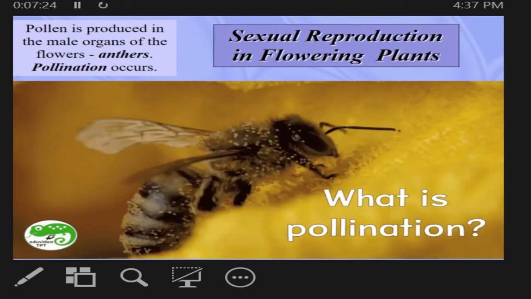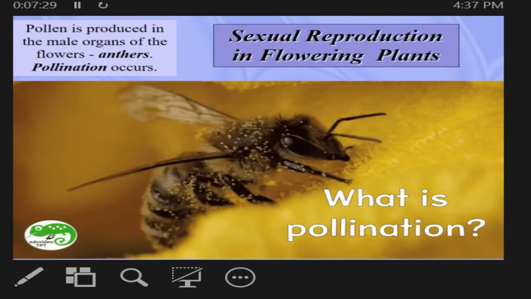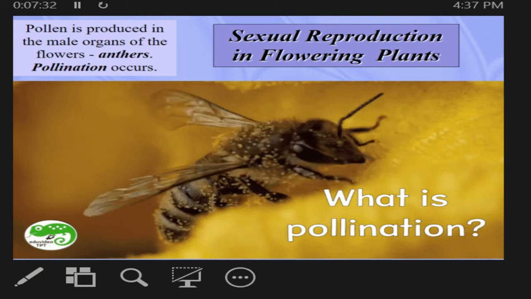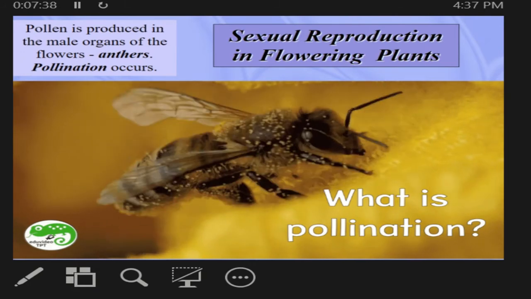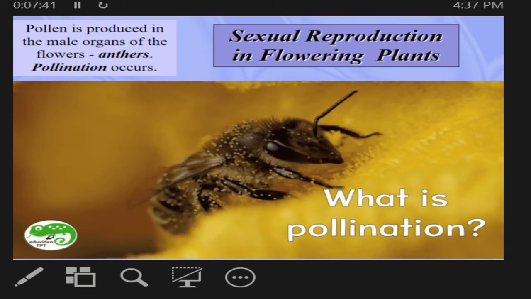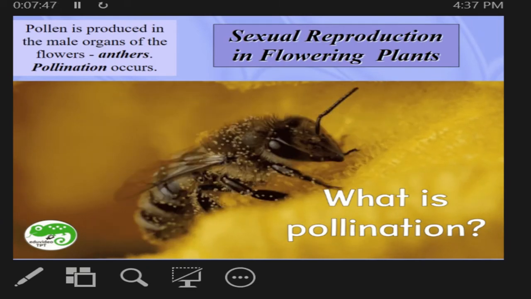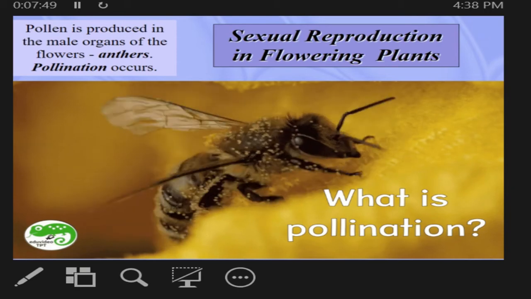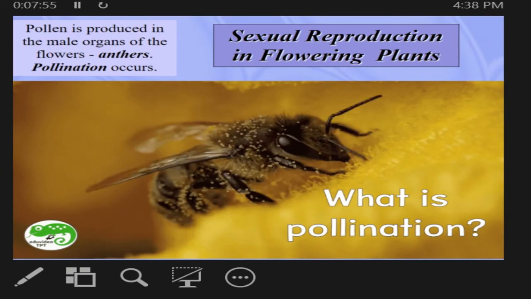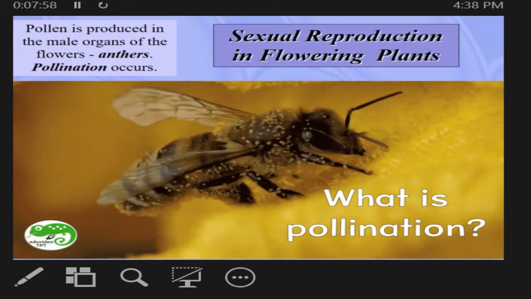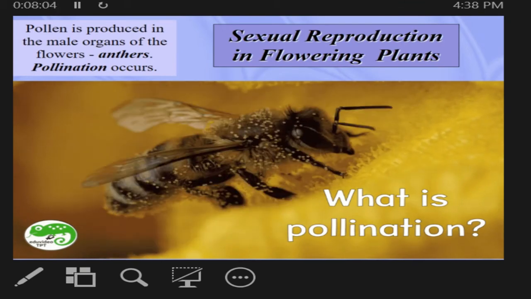What is pollination? Pollen is produced in the male organ of the flowers, the anthers. Pollination occurs when pollen is transferred from the anthers to the female organs by wind or by animals. If the stigma is receptive to a pollen grain, the pollen produces a pollen tube, which grows through the female tissue to the egg, where fertilization takes place by the sperm nucleus.